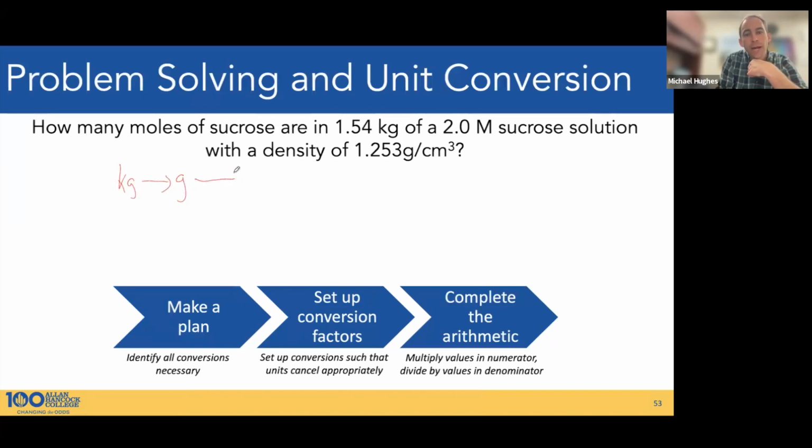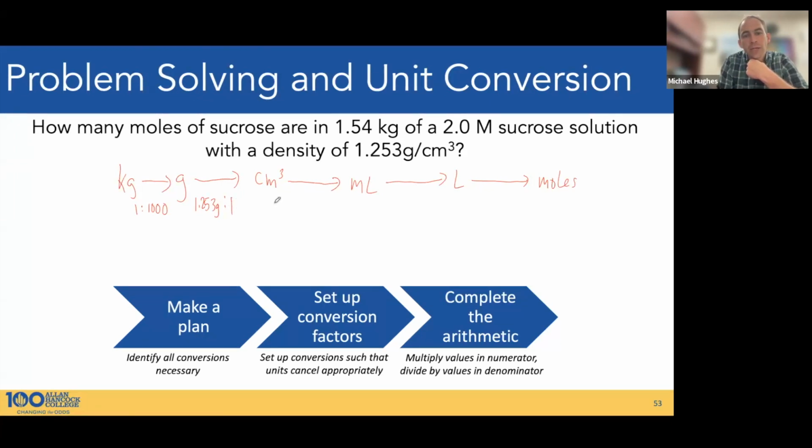And from grams to centimeters cubed, and from centimeters cubed to milliliters, and from milliliters to liters, from liters to moles. How are we going to get there? In 1 kilogram, recall there's 1,000 grams. And then our density tells us that there is 1.253 grams in every 1 cubic centimeter.